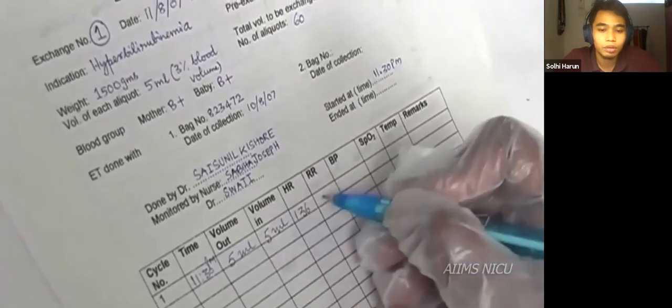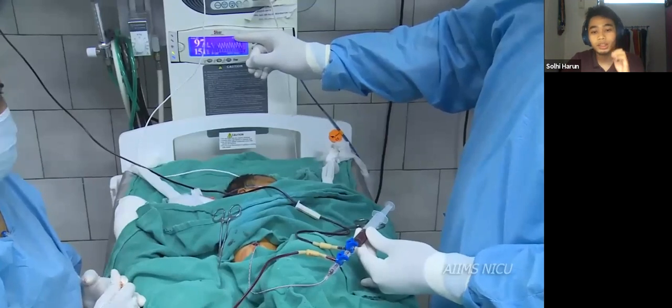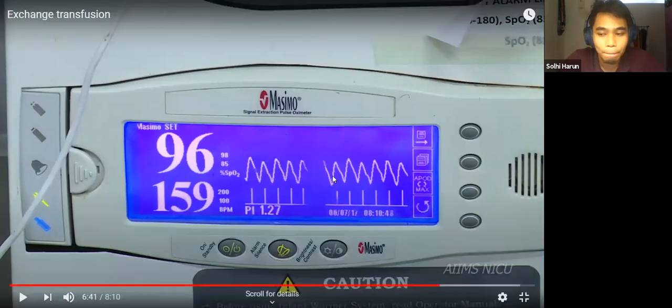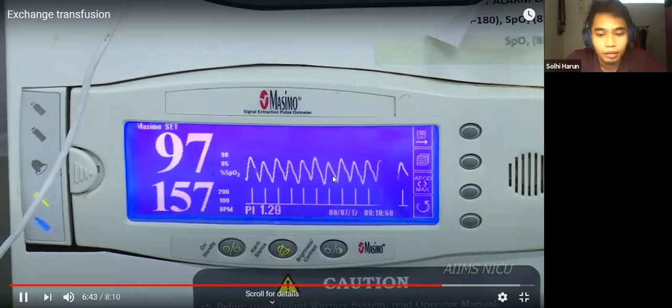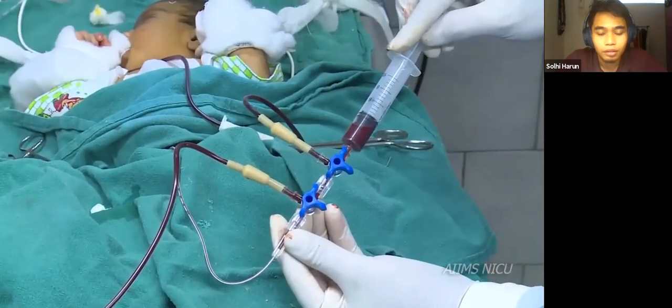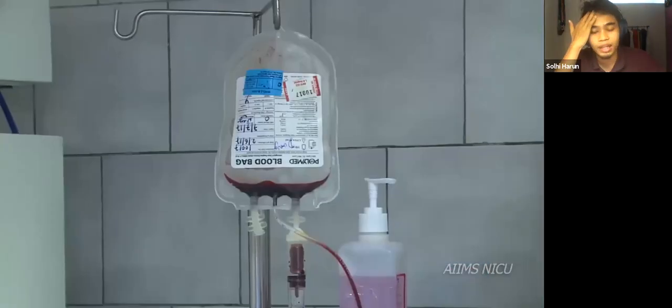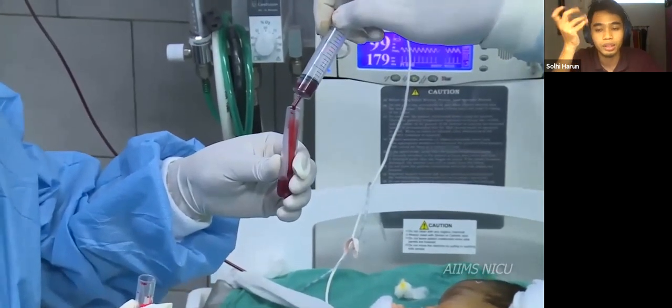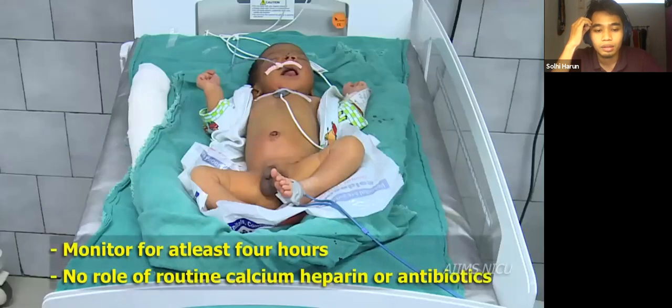You need to take note of all the volume in, volume out, and the vital signs every 15 minutes. Also the ECG. If the patient gets hypotension or something, the procedure must be aborted right there and then. A usual exchange transfusion can last 90 to 120 minutes, which accounts for almost 30 cycles of doing this. And that's it, no role of calcium or antibiotics.